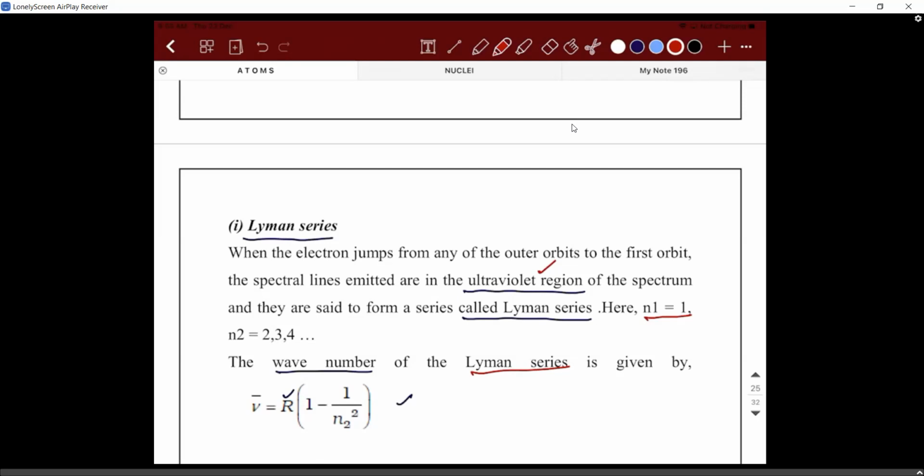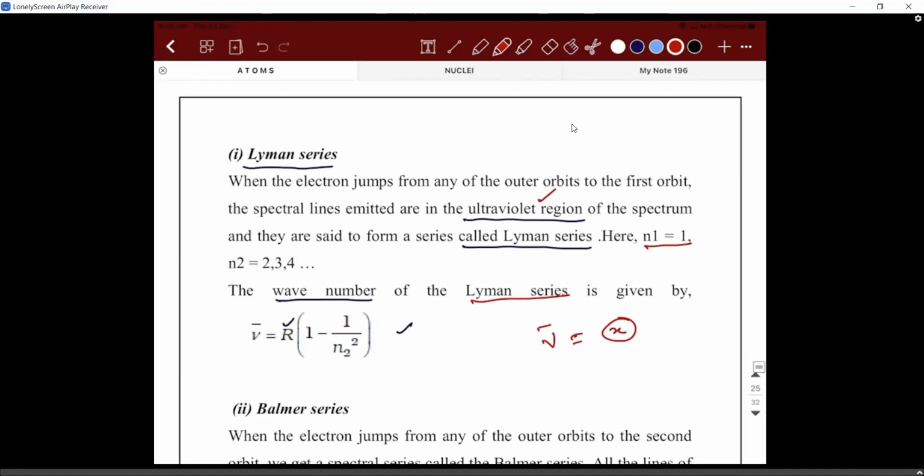What should be the orbit from which it should jump to get a particular frequency or a particular wave number? They'll give you a wave number value. Okay. So let's say they are giving the wave number as u bar, or let's say some value x. And what is it that you need to find? You need to find the value of n2. But what is the hint given in the question? They told it is the ultraviolet region, so indirectly they told you n1 is equal to 1. So every time they'll not say Lyman series. Sometimes they'll say it belongs to some particular series. That point you should be in a position to answer.